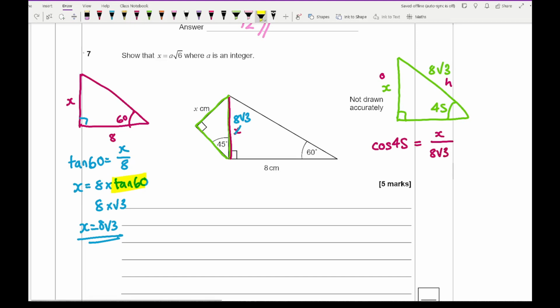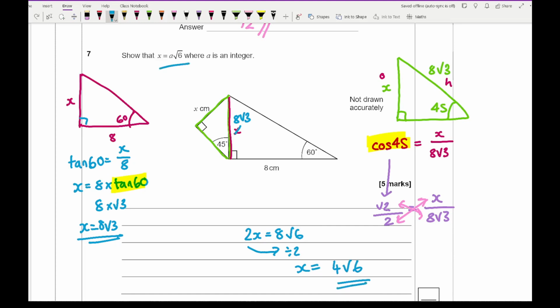Now cos 45 is an exact value trig that I need to know, which is root 2 over 2. And that equals x over 8 root 3. Now because I've got a fraction equals a fraction, I can cross multiply. And by cross multiplying, I end up with 2x equals 8 root 6. Then I can get rid of the 2 by dividing by 2, and I end up with x equals 4 root 6, which is exactly what they wanted me to show, and so a equals 4.